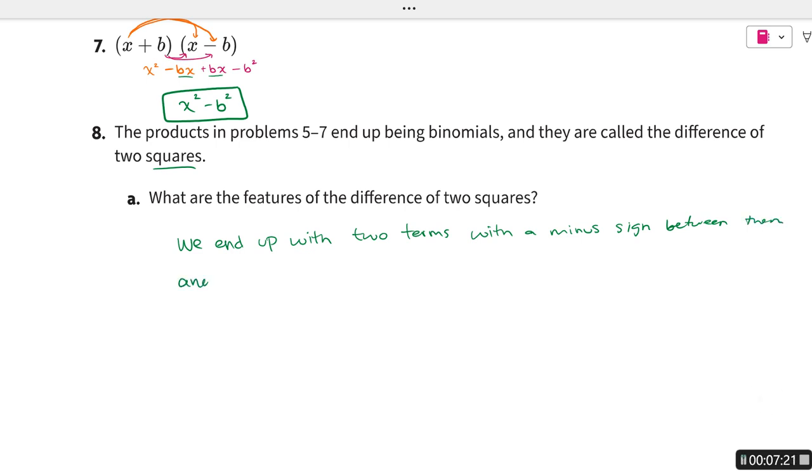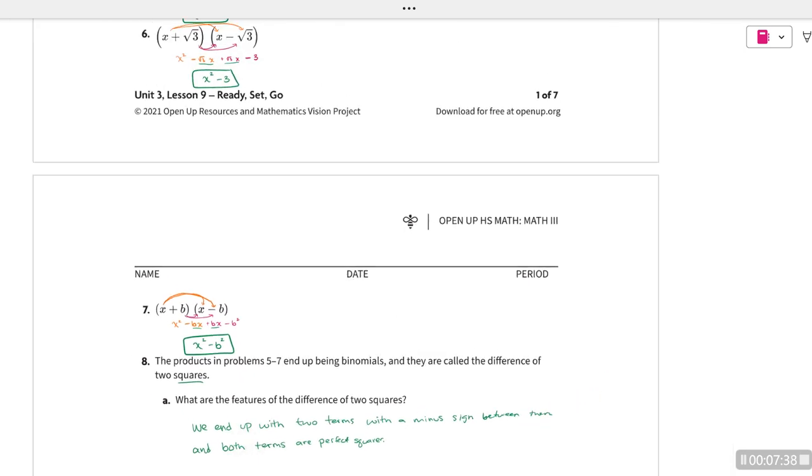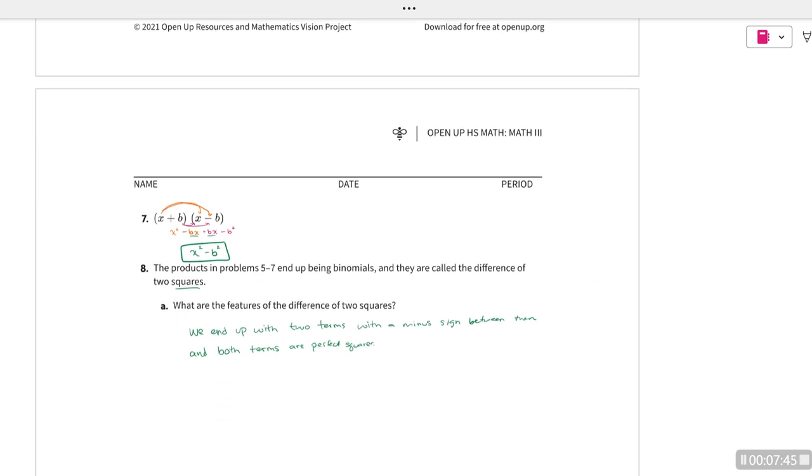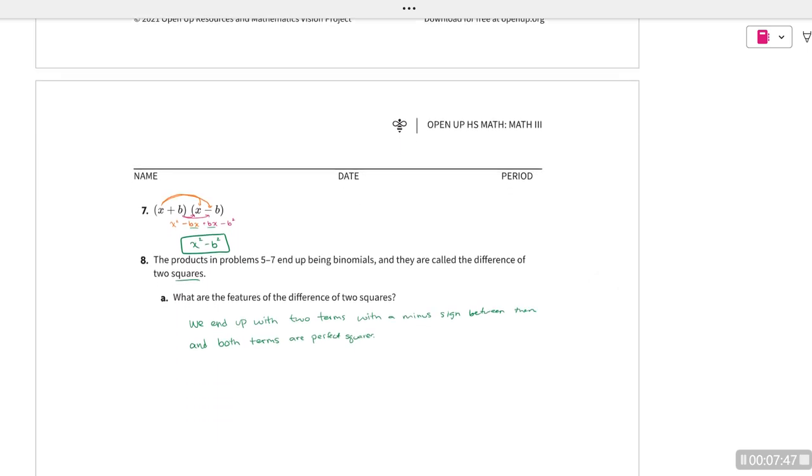And both terms are perfect squares. Now, that one doesn't actually have to be a perfect square. For instance, if we look at our example from question 6, 3 does not have a perfect square root, but we can write it as the square root of 3, which does become perfect. So, yes, we can always do this as long as there's a minus sign. We just might have to have a square root symbol in our factor.